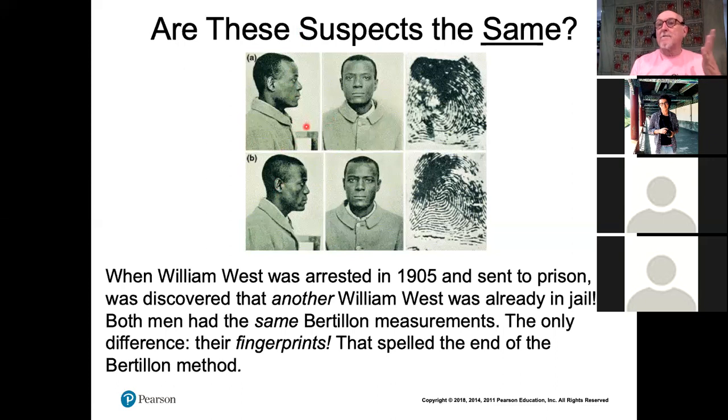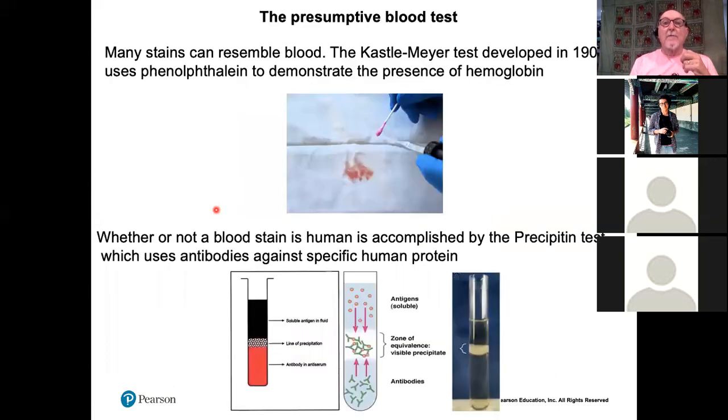But William West was innocent of all crimes. Willie West was a bad man. So that's the start of fingerprinting. We'll hear a lot more about fingerprinting.